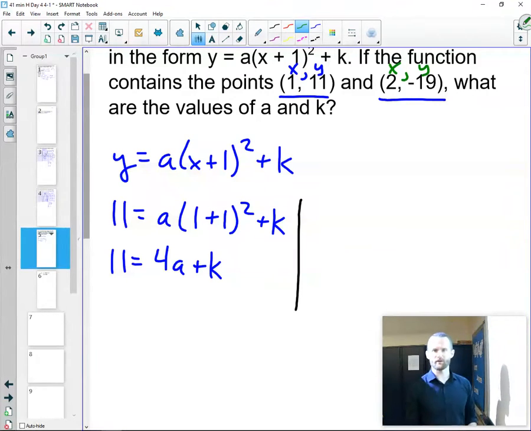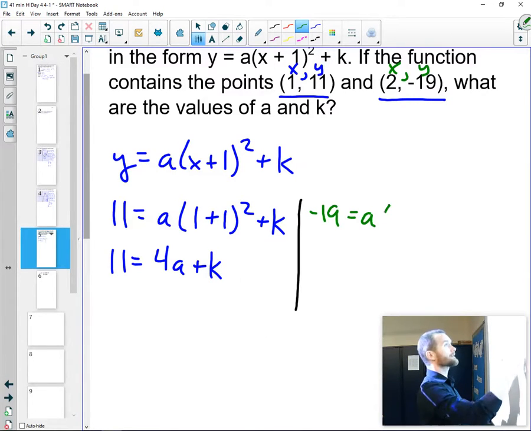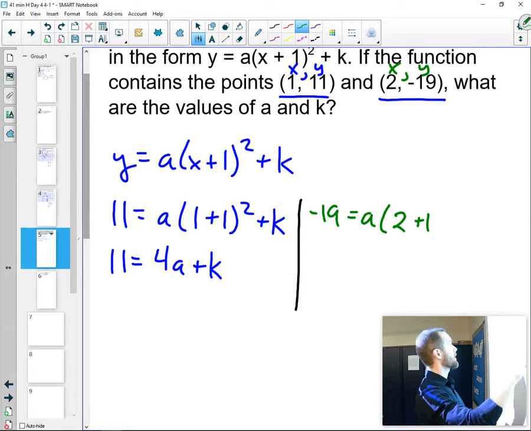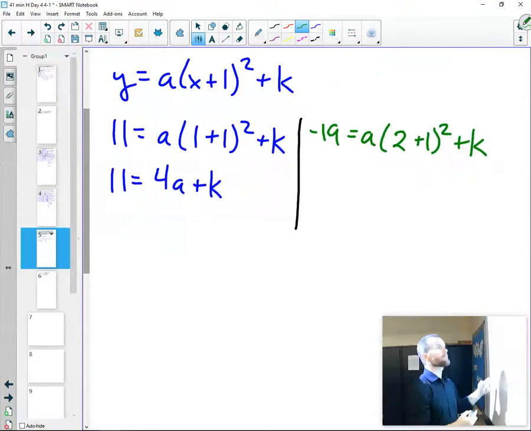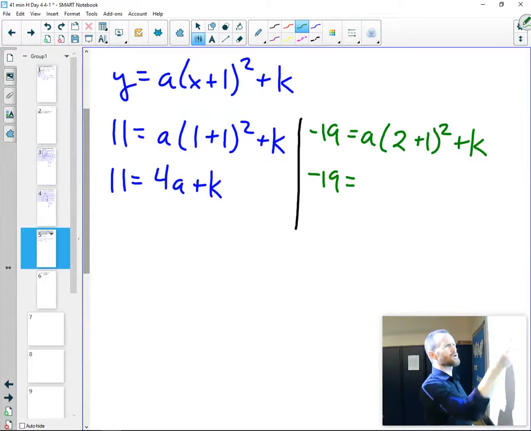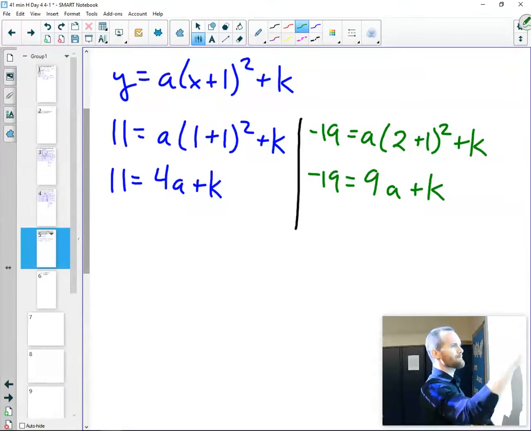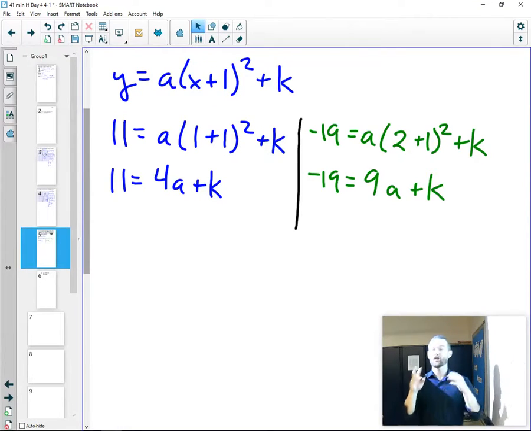by plugging in the second point. Remember, that's the key skill for this video. If you have an x and y value, you can plug it in, and that gives you something to work with. Let's see what happens. So y this time is negative 19 equals a times (x is 2 plus 1) squared plus k. Now we simplify and see what happens. Negative 19 equals 2 plus 1 is 3. Square that, we get 9a plus k. And now we have a system of two variables, two different equations with the same two variables, a and k.